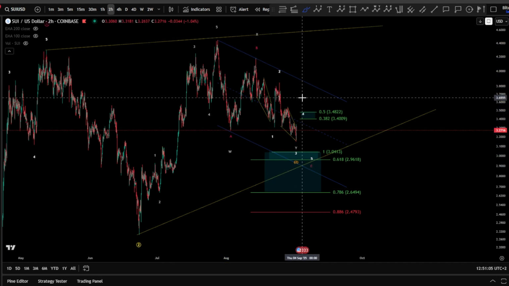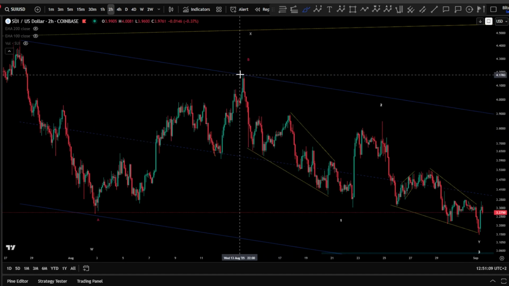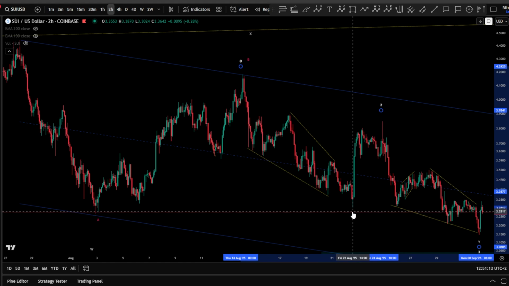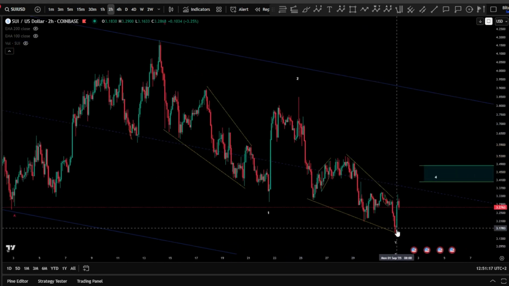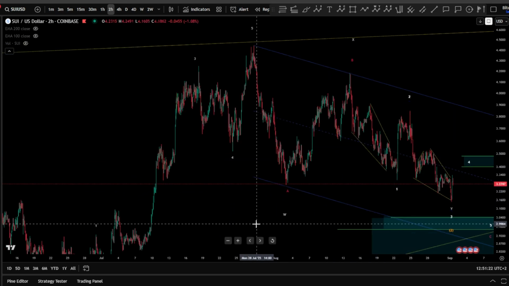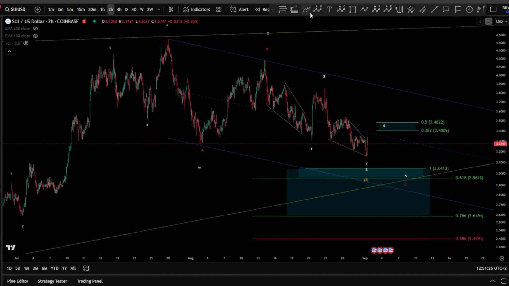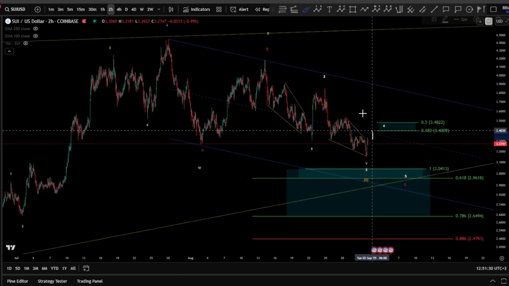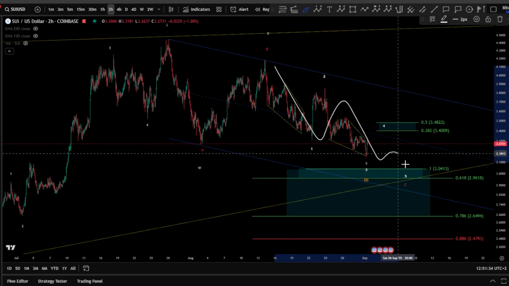And as you can see, lately we got a double leading diagonal, which can be here a 1, 2, 3, 4, 5 for a wave 1, probably finished. You got a wave 2, and then we got another leading diagonal here as wave 3. Now, this cannot be a leading diagonal. Actually, it can be a simple contracting diagonal, because it can be a 1, 2, 3, 4, and a 5.